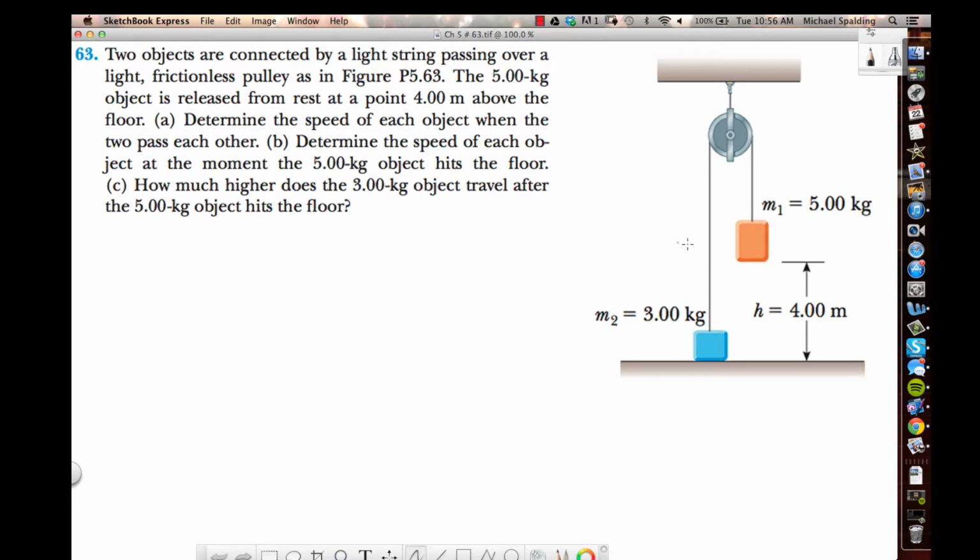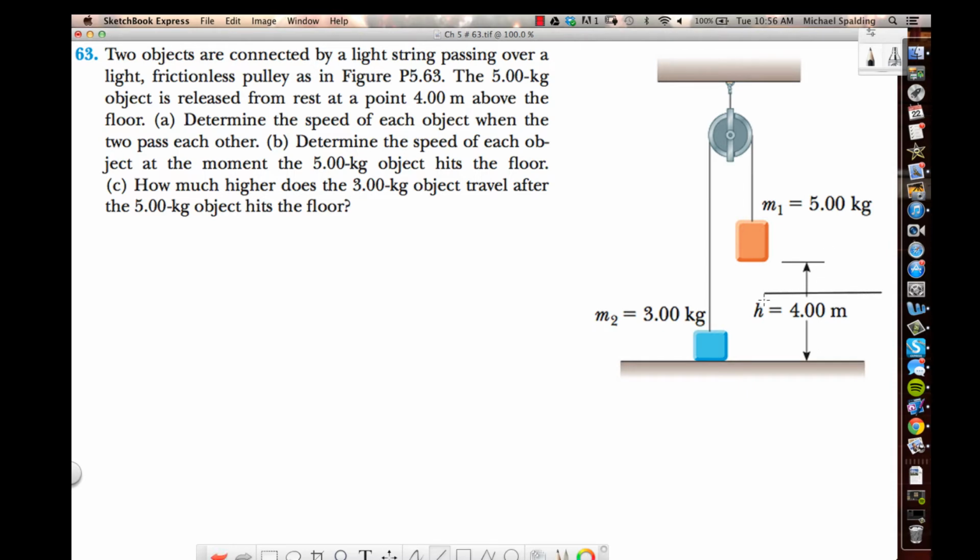So the initial height of object 1 is 4 meters. Where are these guys going to pass each other? When M1 has dropped how far? 2 meters. When M1 has dropped 2 meters, then M2 has risen 2 meters. Okay, so I'm going to draw a line where these guys pass each other. Right in the middle. So right there is the point where they pass each other.